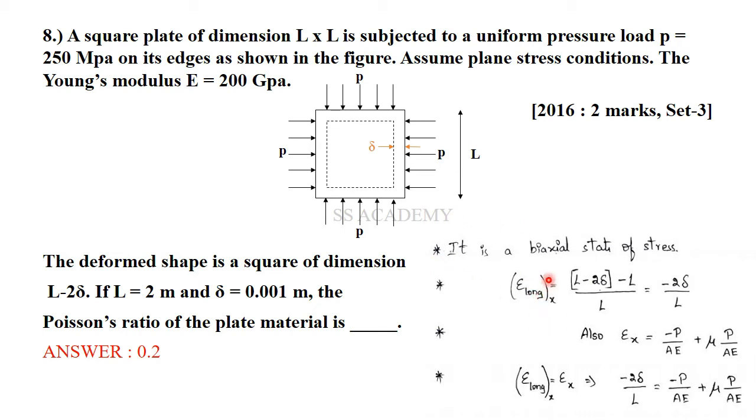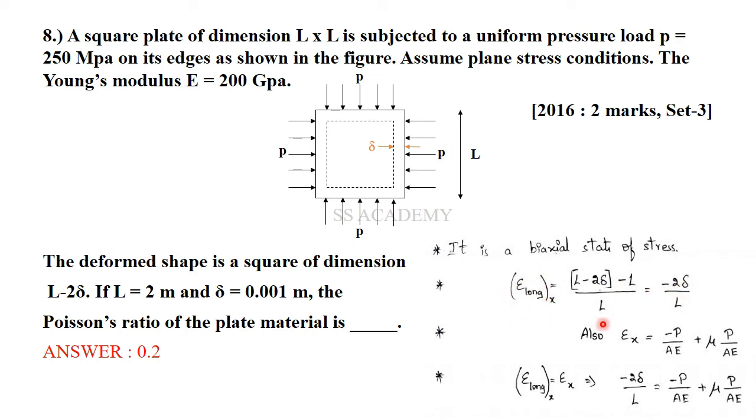Generally, we know for longitudinal strain, the formula is change in dimension by original dimension. Change in dimension is given as final length minus initial length. Final length is L minus 2 del, which is the deformed shape referring to the final length, and the initial dimension is L. So L minus 2 del minus L by L, which gives minus 2 del by L.